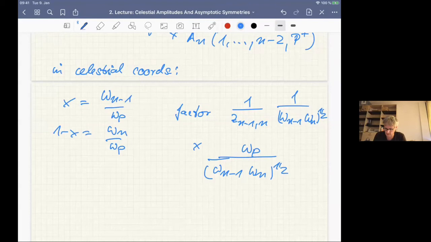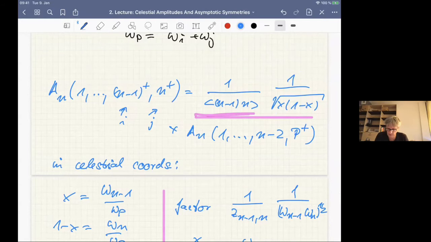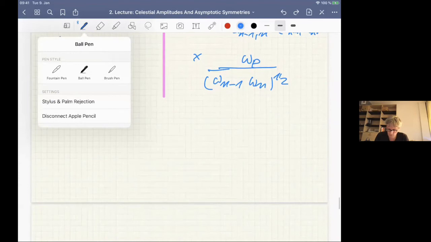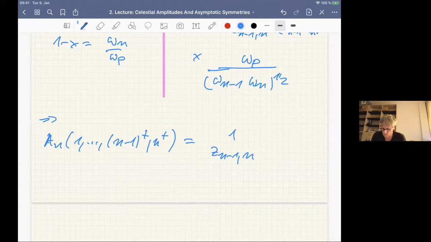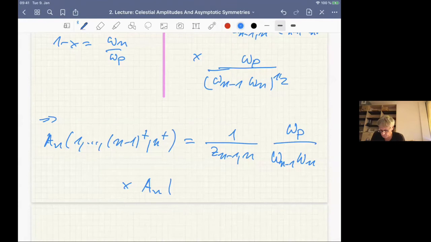with the full celestial amplitude after the Mellin transform. So we receive this factor, in other words, in celestial coordinates this expression becomes, so we get, simplify. So note that this is the difference C n minus 1 minus C n on the celestial sphere, omega n minus 1, omega n times the lower point amplitude. Good.